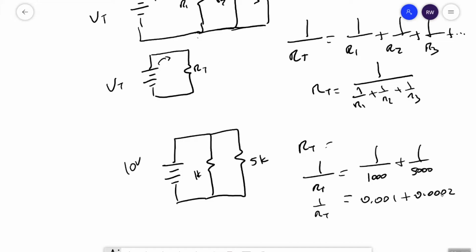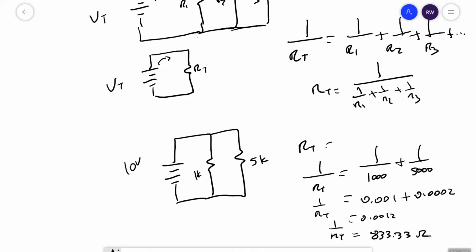Which is 0.0012. And I take 1 over RT, multiply both sides by RT, divide 1 by 0.0012, and I get 833.33 ohms.